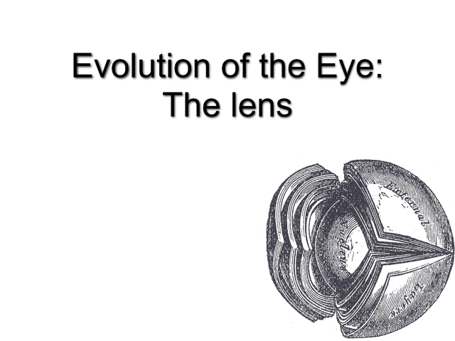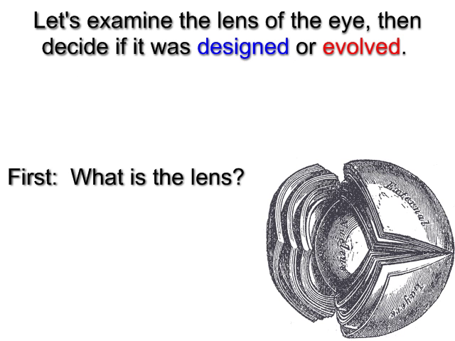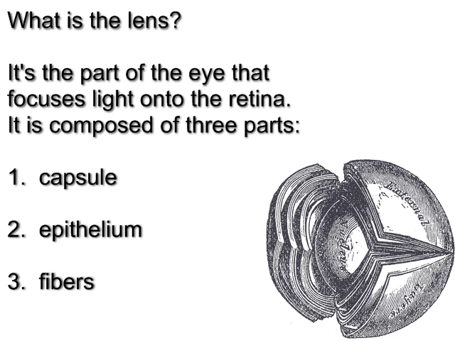Evolution of the eye, the lens. Let's examine the lens of the eye, then decide if it was designed or evolved. What is the lens? It's the part of the eye that focuses light onto the retina.